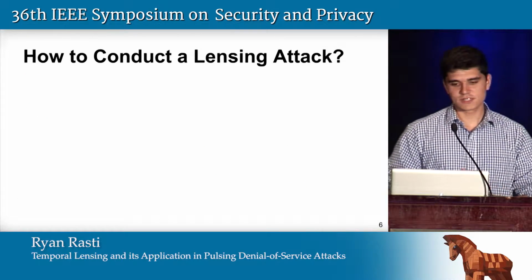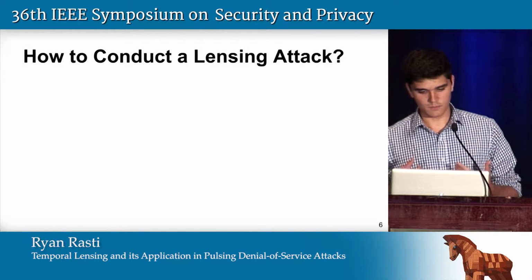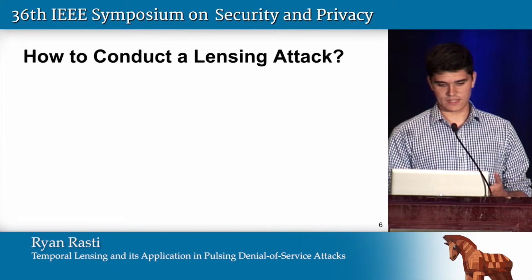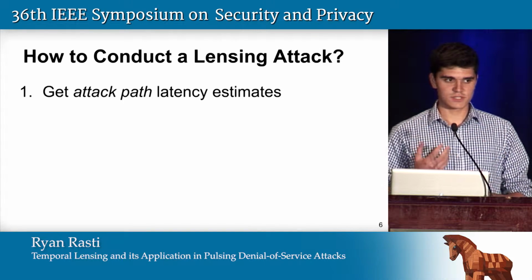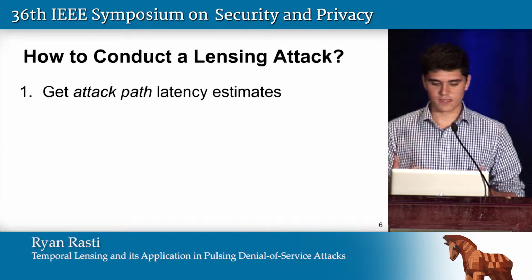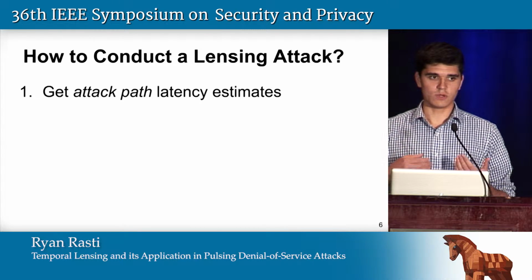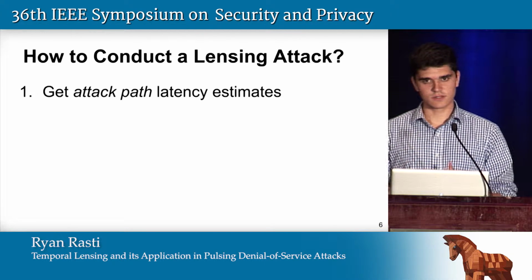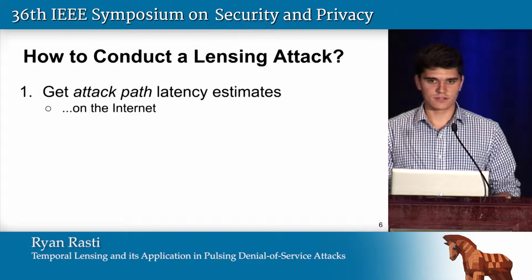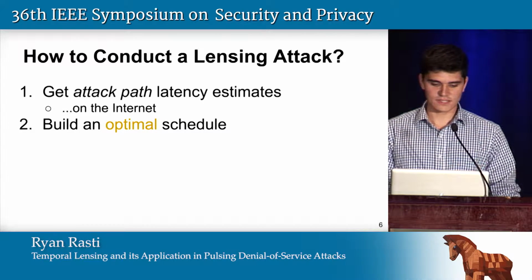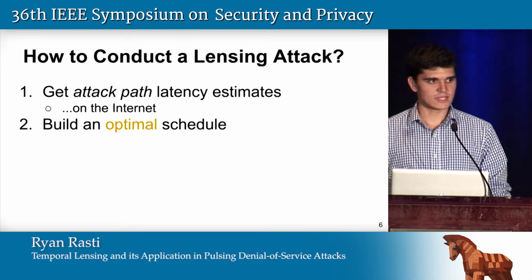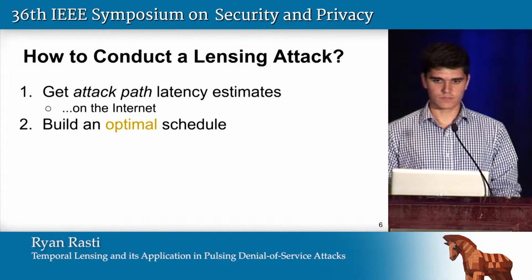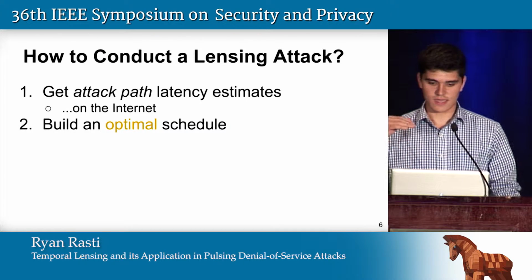And so now that we have this theoretical intuition of how this works, how can we actually conduct a lensing attack, right? There's 2 main steps. The first is obtaining these path time or attack path latency estimates, which is essentially the time through a reflector to the victim, and doing this on the internet, right? And the second question is, given these estimates, how do we optimize the size of the pulse, right? How can we make that pulse, I guess, as tall as possible?